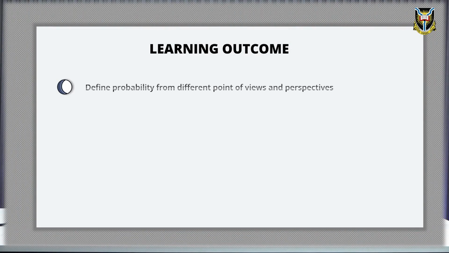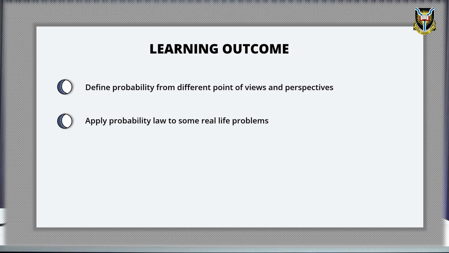The learning outcomes in today's lecture are as follows. 1. We should be able to define probability from different points of view and perspectives. 2. You should be able to understand and apply probability law to some real-life problems. And 3, you should be able to solve some practical probability problems.